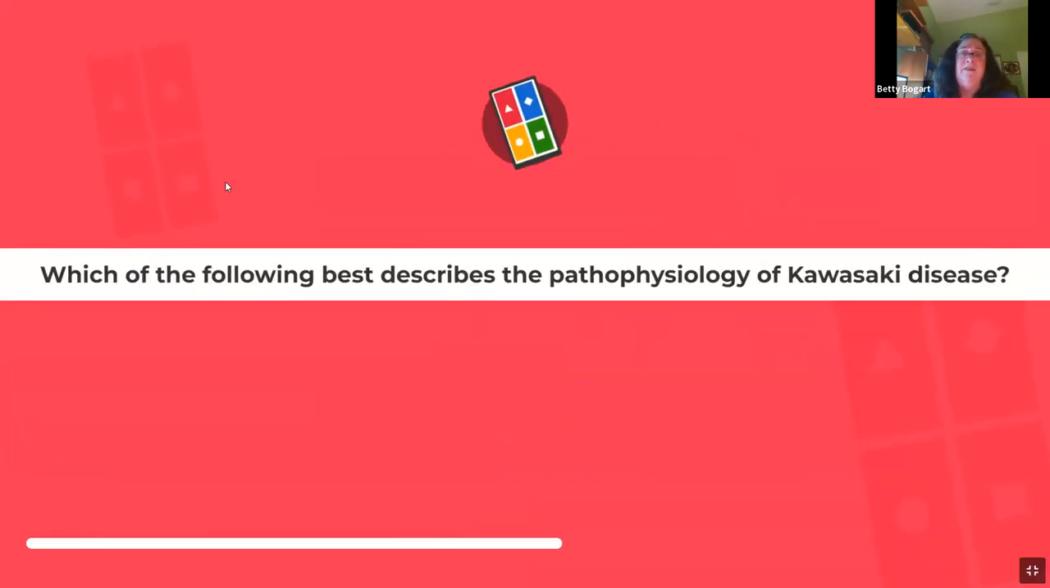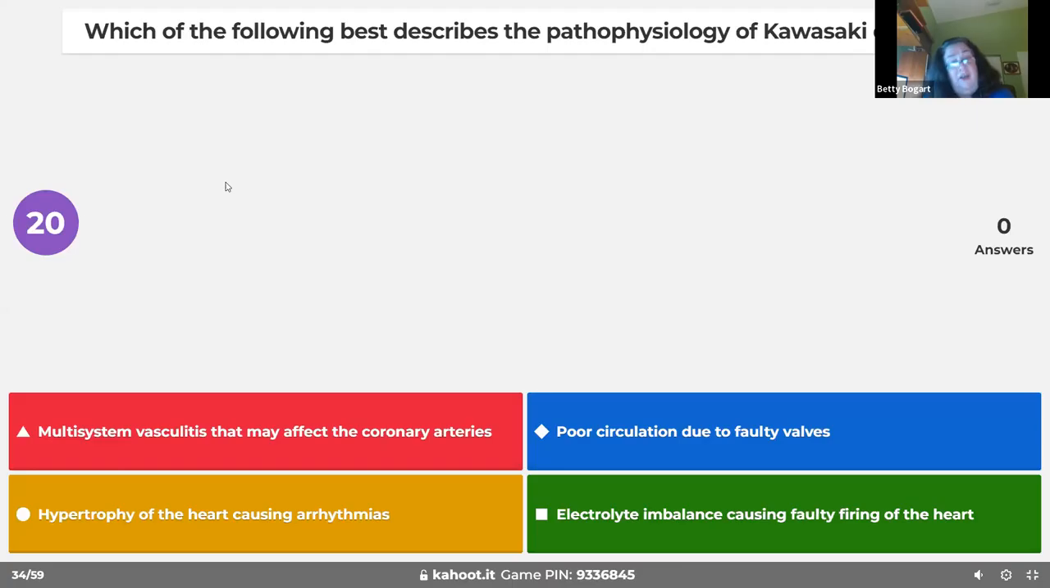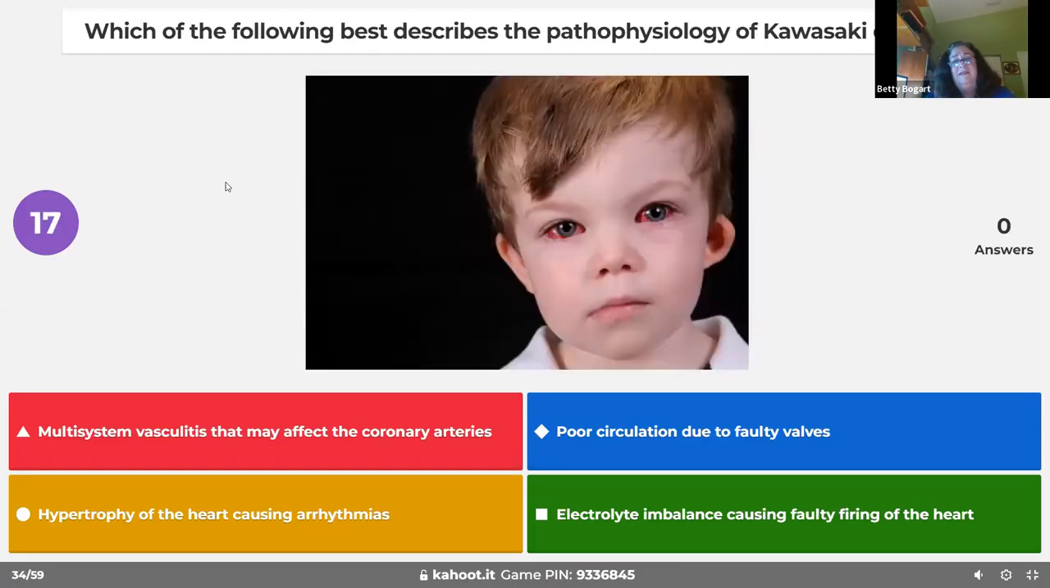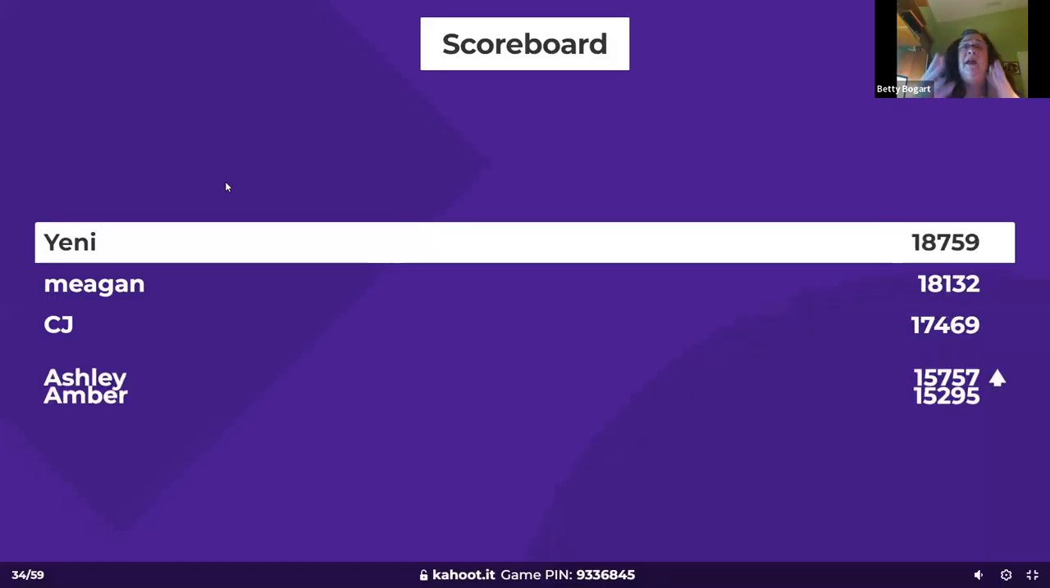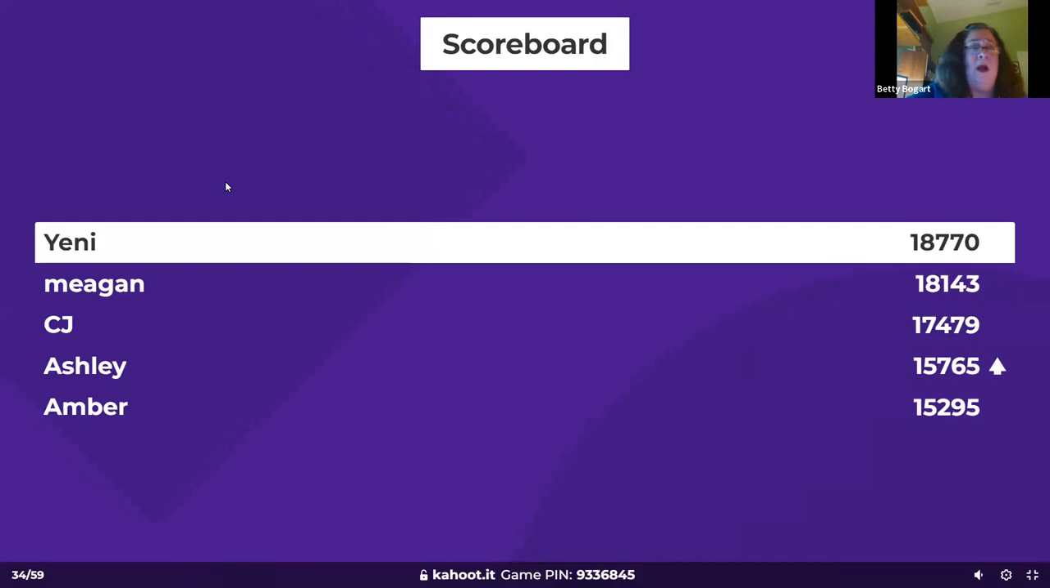Which of the following best describes the pathophysiology of Kawasaki disease? I just said it. Multisystem vasculitis, which may affect the coronary arteries. It's about those vessels getting inflamed and causing inflammation in there and a microembolus going on.